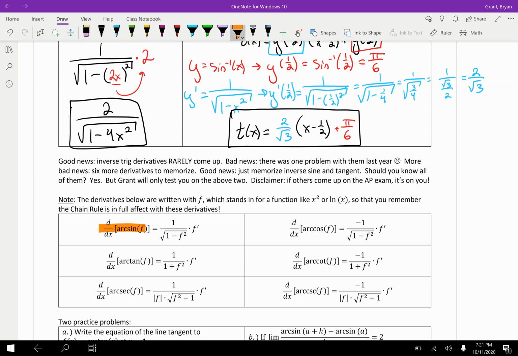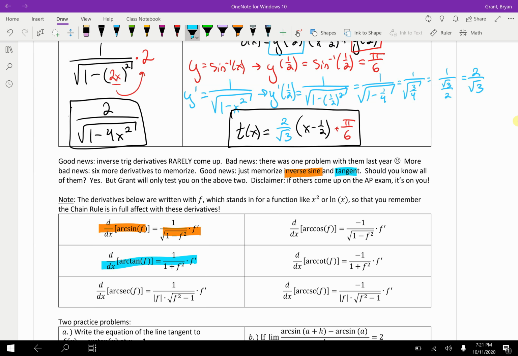Now, there are 6 derivatives here, right? We talked about one of them. The derivative of sine is right here. 6, obviously. I am just going to ask you to memorize 2 of them, inverse sine and inverse tangent. Why those 2? Because those are the only 2 I've ever seen show up. Now, are you going to use all of them today? Of course you are. You're going to practice inverse secant, inverse cosecant.